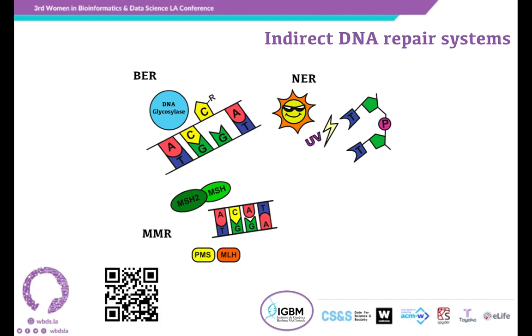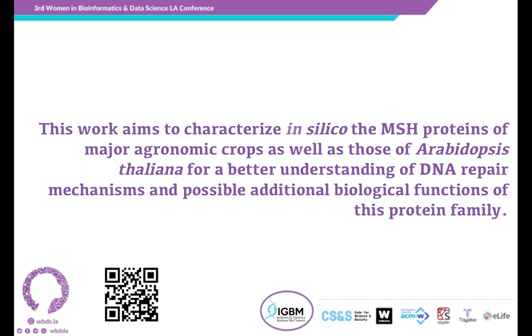We will focus on mismatch repair systems because there are few studies about that, especially in plants. For example, this is the first time that someone models mismatch repair proteins in rice, soybean, and corn. This work aims to characterize in silico the MSH proteins of major agronomic crops, as well as those of Arabidopsis thaliana, for a better understanding of DNA repair mechanisms and possible additional biological functions of this protein family.